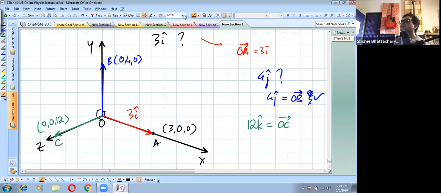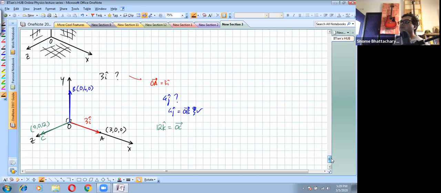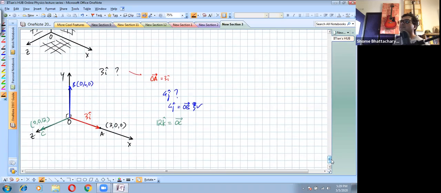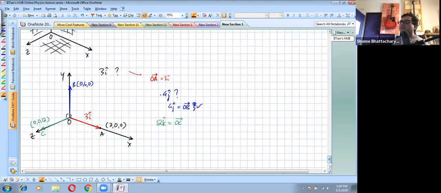Okay, so let's first take a stock check and understand what we've done till now. What I've done is, the given vector which I had, which was 3 i cap plus 4 j cap plus 12 k cap, I've broken it down into individual vectors. 3 i cap, so that is OA, 4 j cap, so that is OB, and similarly 12 k cap, so that is this.